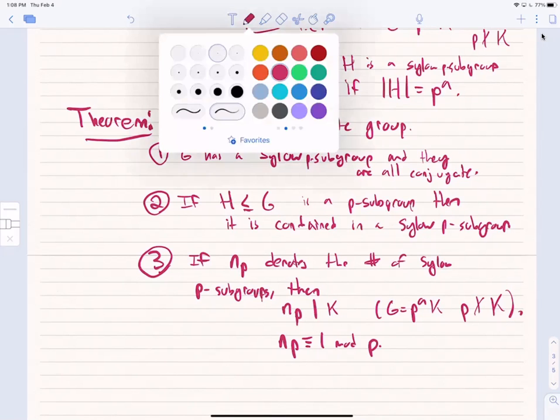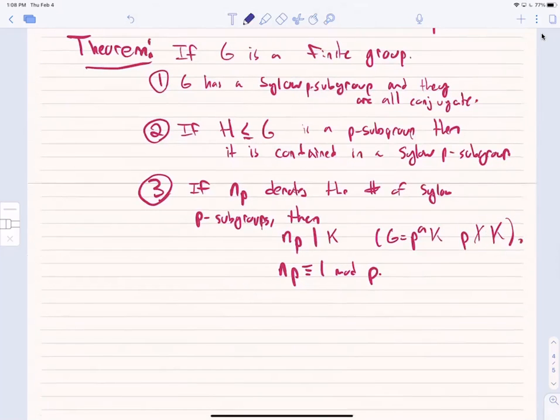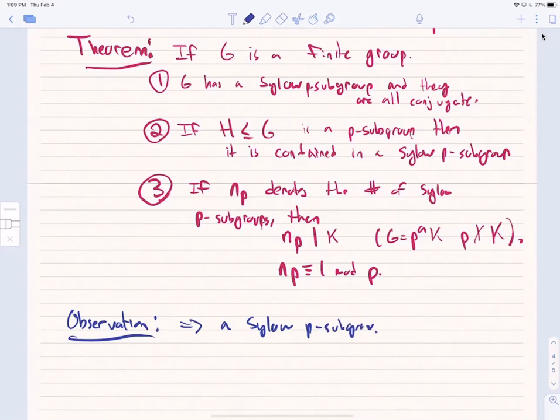And so let me just give you the main observation. Why is this useful for studying normal subgroups? Well, the theorem implies that a Sylow p-subgroup is normal if and only if n_p is equal to 1.